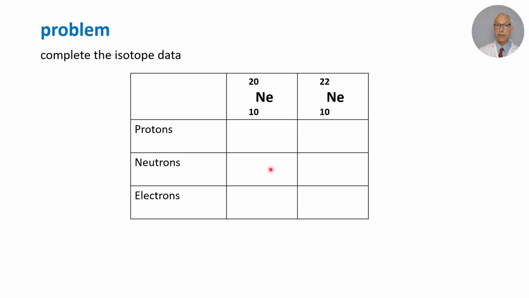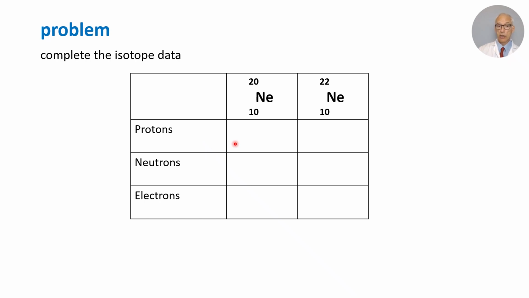So here is a different sort of problem. You've got the mass number for 2 isotopes and their atomic numbers. Decide on the numbers of protons, neutrons, and electrons in each isotope. Pause the class, come back when you are ready to check your answers.